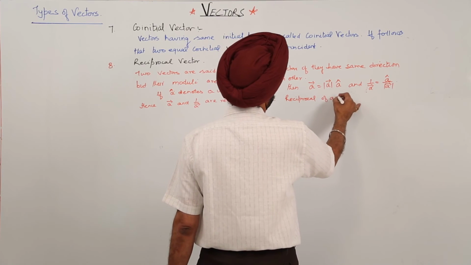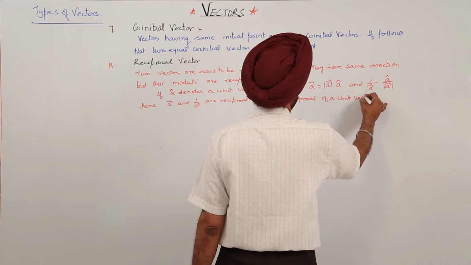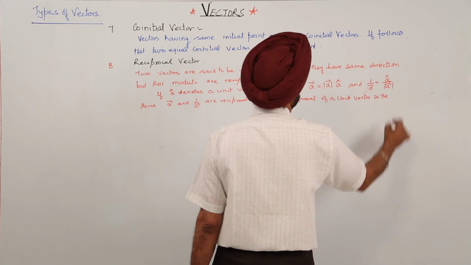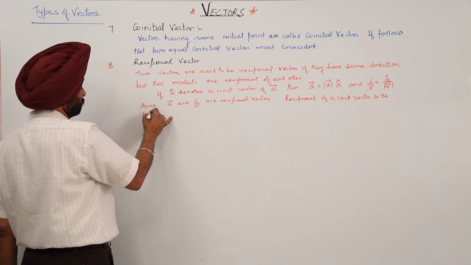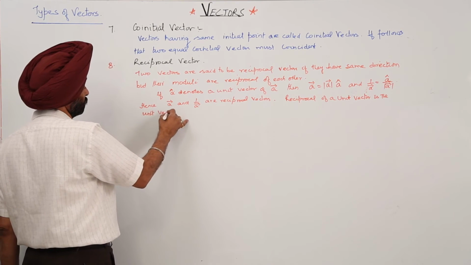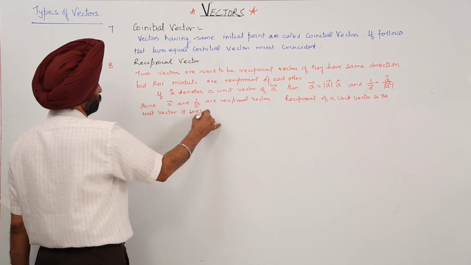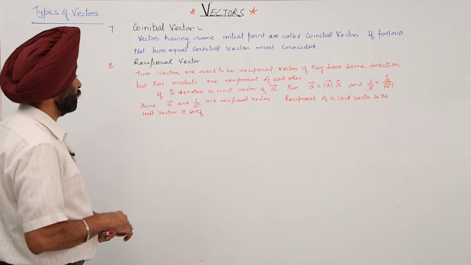Reciprocal of a unit vector is the unit vector itself. So this was all about the reciprocal of a vector.